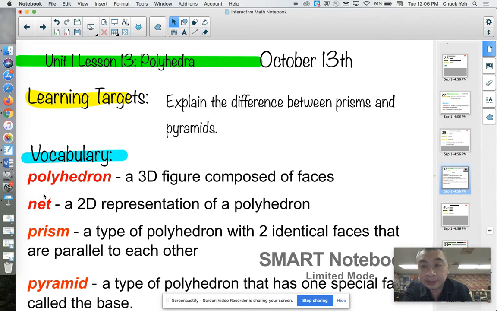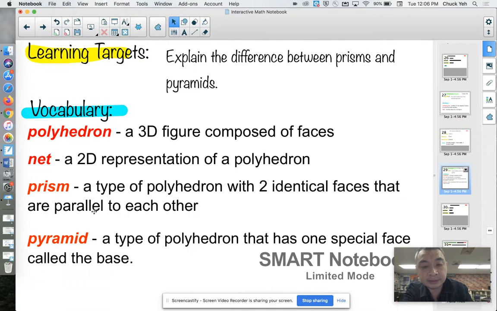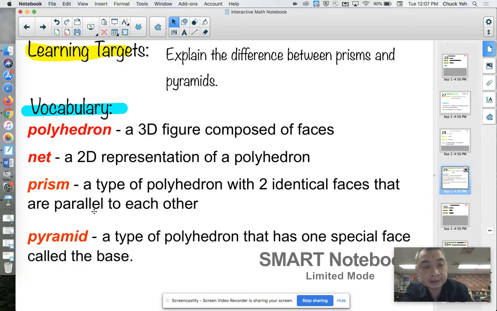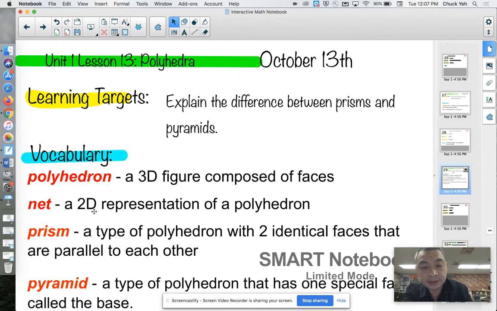We're going to talk more about this tomorrow, but we just started writing this. Polyhedron, net, prism, and pyramid. So let me move that up a little bit so you can see it. All right. So pause it and then take a look at that.